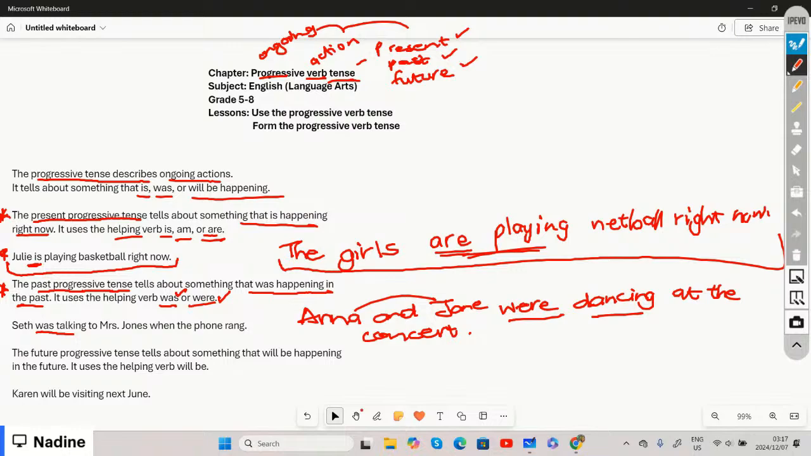All right. So now we're going on to our future progressive verb tenses. The future progressive verb tense tells us about something that will be happening in the future. It did not happen yet, but it will be happening in the future. Whether the future is during the night, tomorrow, next week, the weekend, or even next year, it shows that it will be happening still in the future.